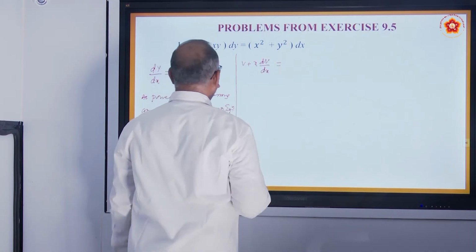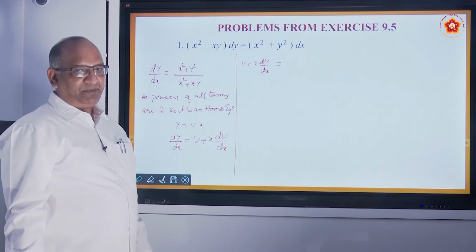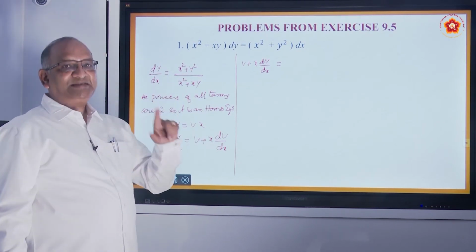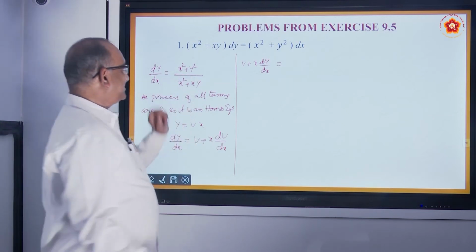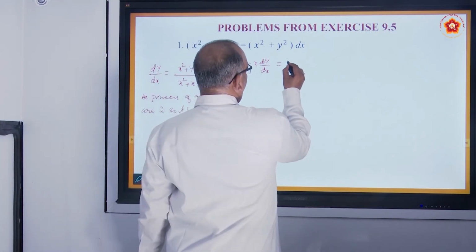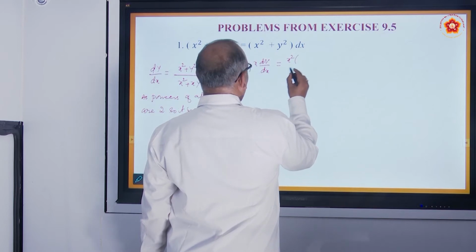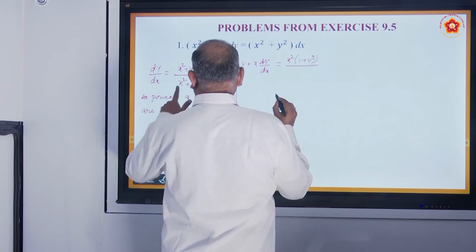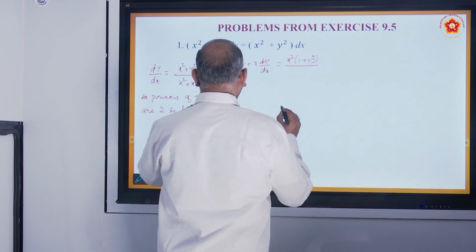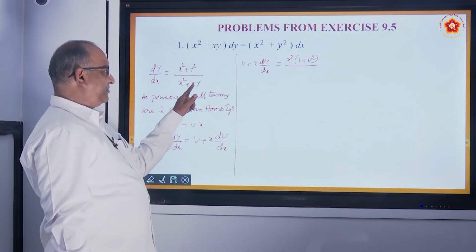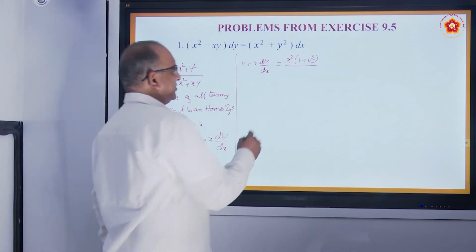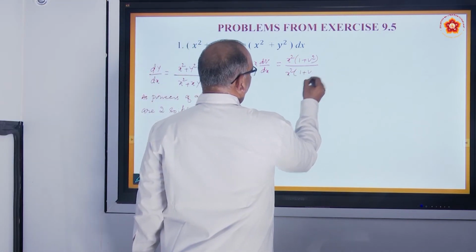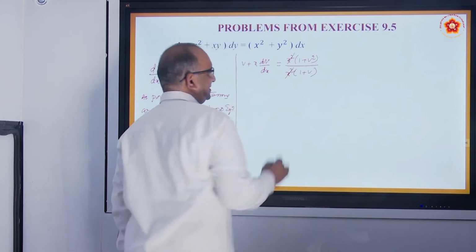equal to, what is the substitution we are making? y is equal to vx. So y square will become v square x square. You can take x square common. What will be left? 1 plus v square divided by, here also in place of y, if you substitute vx, this will become x square. So you can take x square common and you will get 1 plus v. This x square can be cancelled.